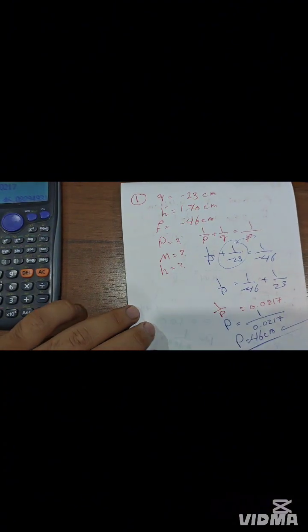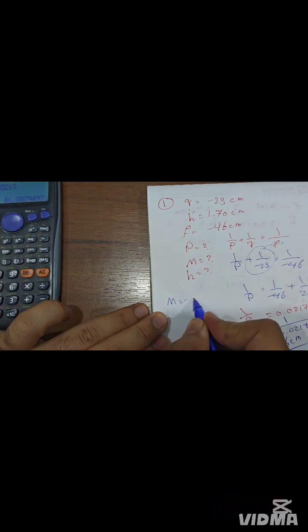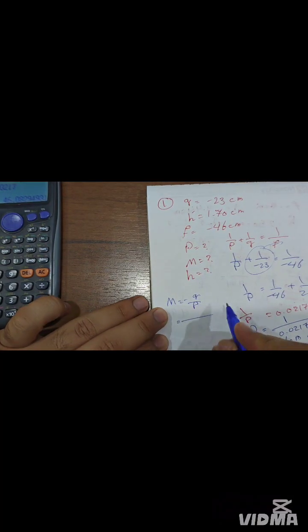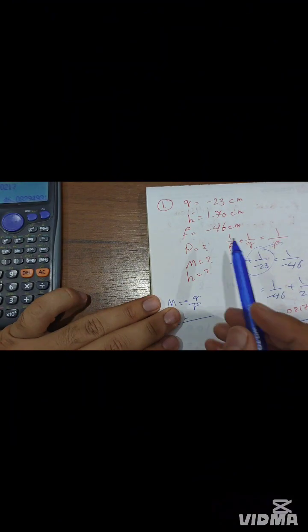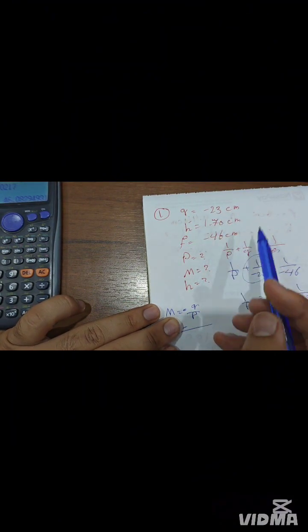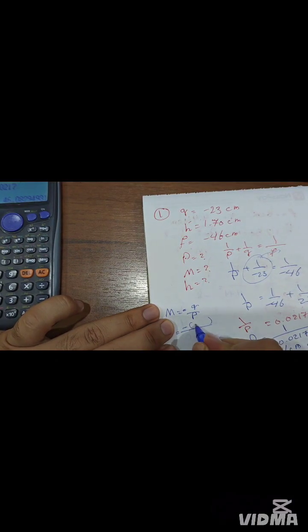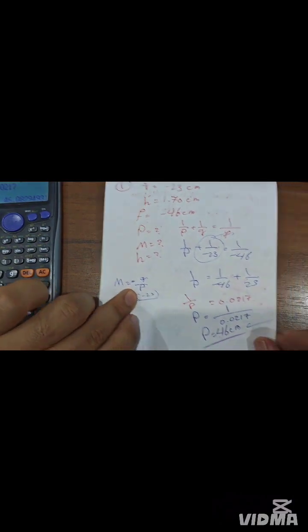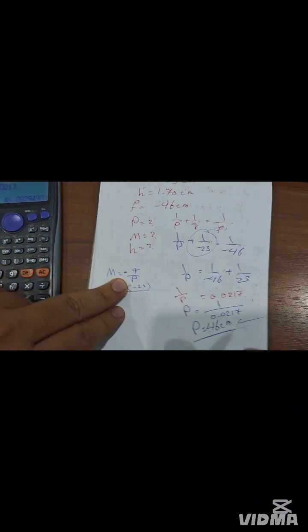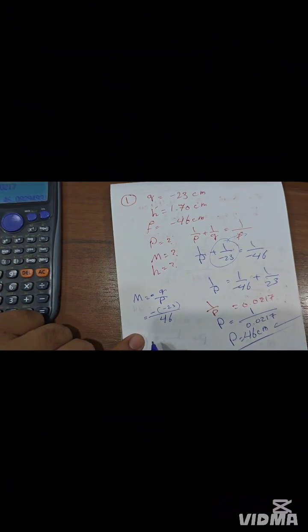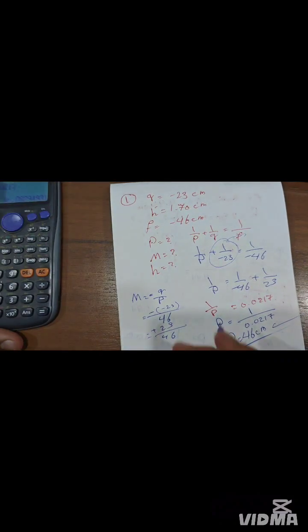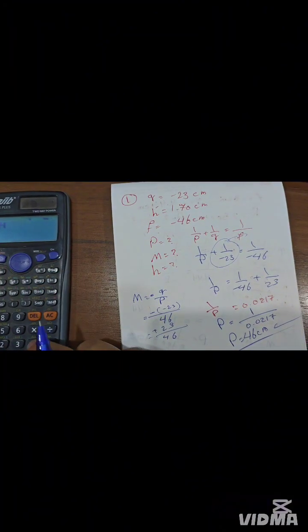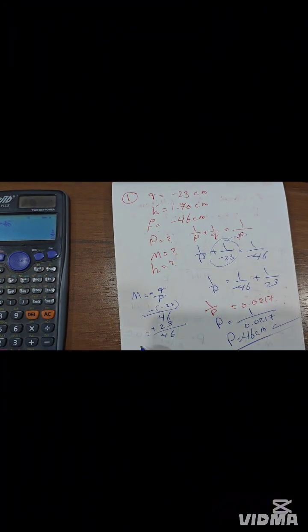Then find magnification. M equal to negative Q over P. We have the value of Q, which is equal to negative 23. Write down the negative of the formula, and the value of Q, again you have another negative, negative 23, inside the bracket. And the value of P, which we found, is equal to 46. Negative with negative will be positive. So 23 divided by 46, the answer will be 0.5.